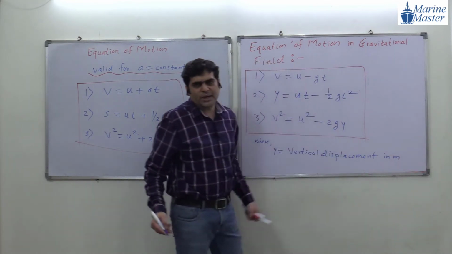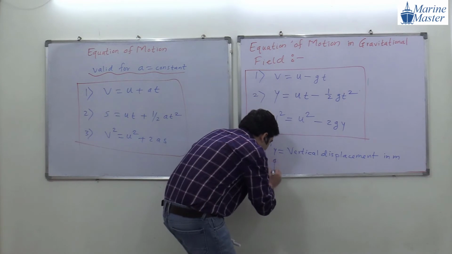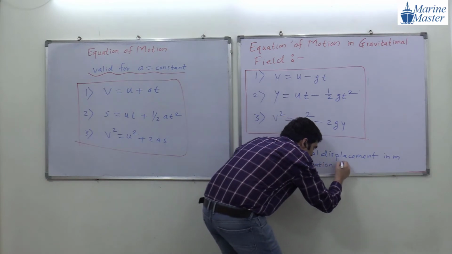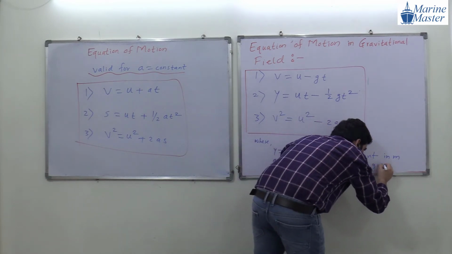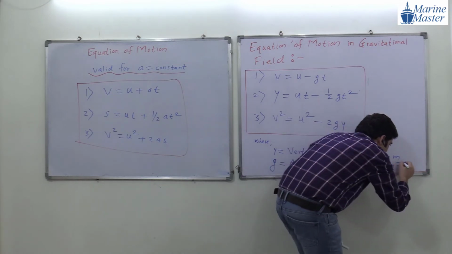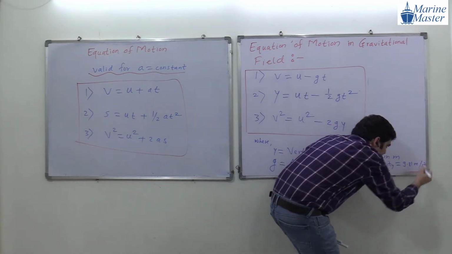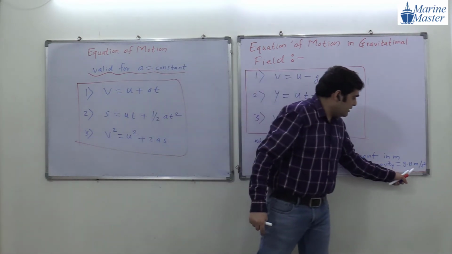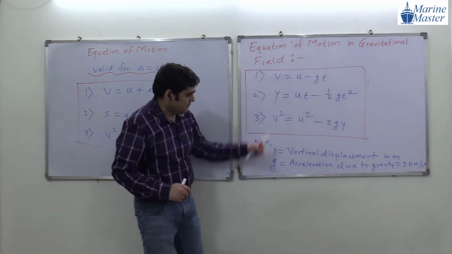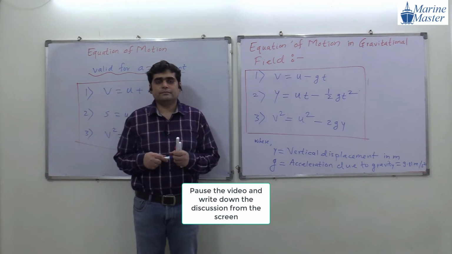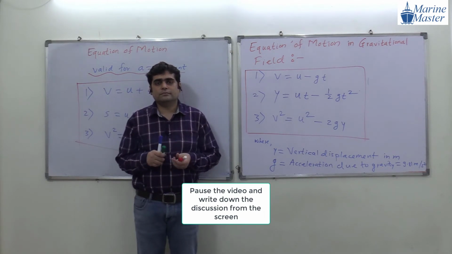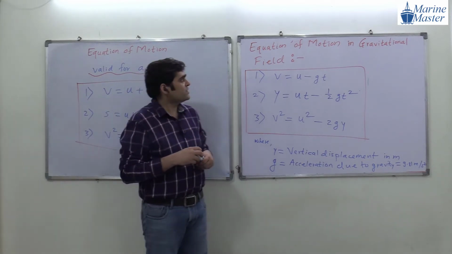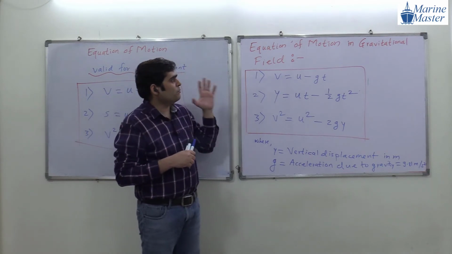Then what is meant by g? We know this g. This is a standard term, but still we will write it down for our reference. Acceleration due to gravity. Very good. What will be its value? 9.81 meter per second square, not only per second. So this is our equation of motion in a gravitational field.